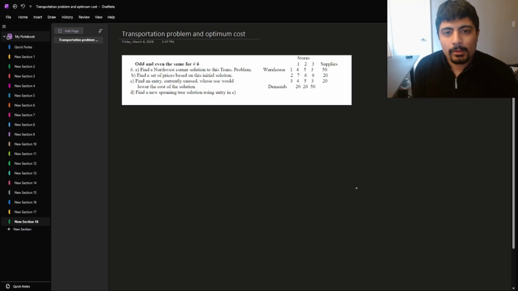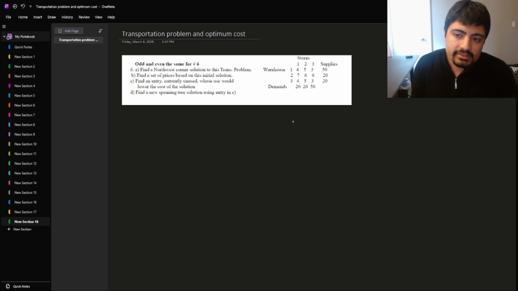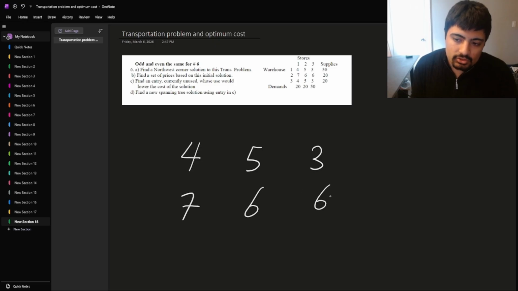Hey everyone, today we will be focusing on the transportation problem and using the greedy algorithm to obtain the most optimum cost of this table. So first of all, we have source, demands, supplies. So what we want to do is we're gonna go ahead and build the chart. These are just the prices of each store.